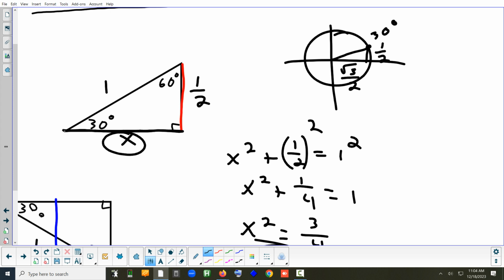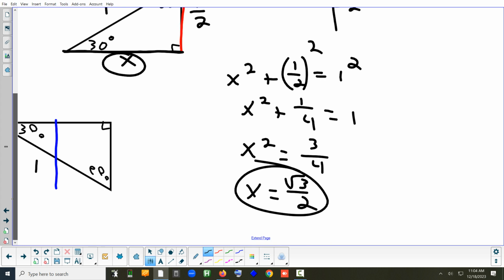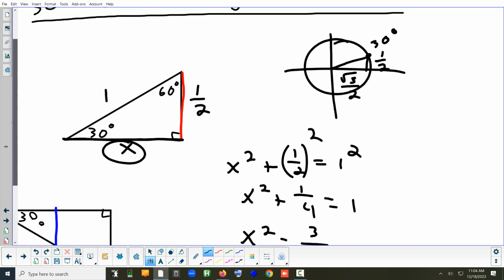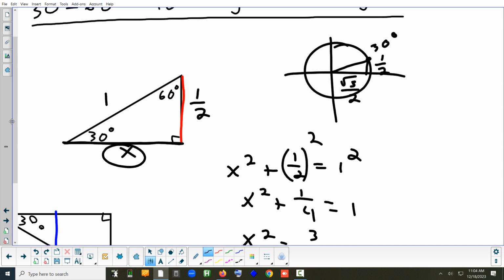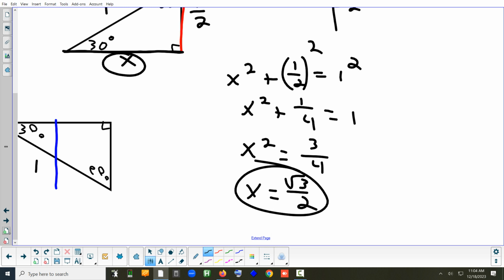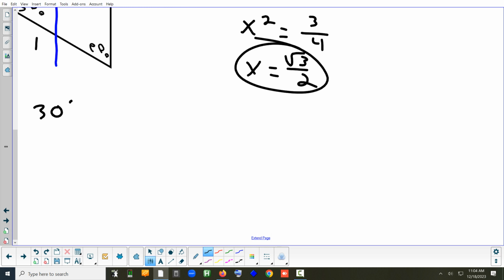How long is that side? Square root of 2 over 2. No, that's for the 45. Yeah, square root of 3 over 2. Okay, so the x was square root of 3/2. And then how far up do you go to get to 30 degrees? Yeah, 1/2. So that's the coordinate for 30 degrees. So 30 degrees is root 3/2, comma, a half.